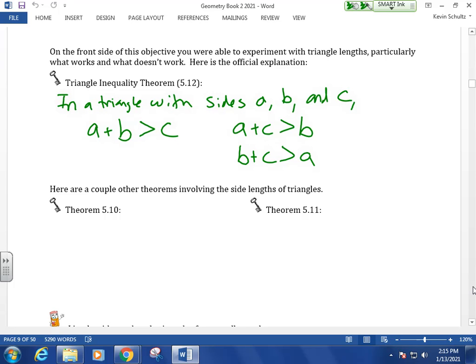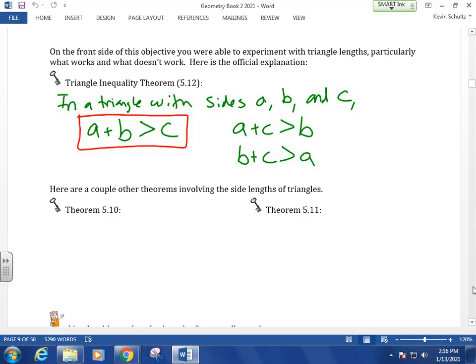But as long as you make side C your longest side, if this works, then those other two automatically work also. Because if C is your longest side, and you're adding something to it, obviously it's going to be greater than the other shorter side, right? So you really only need this one and make C your longest side. If the shorter two sides sum to be greater than that third side, you've got yourself a triangle. If not, or if they're equal, then you don't have yourself a triangle.